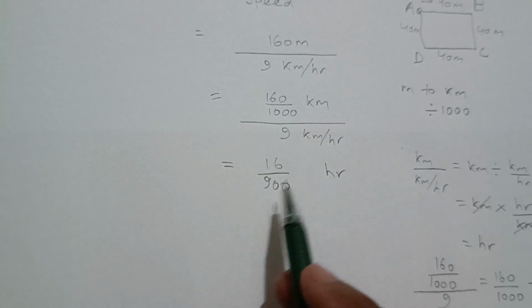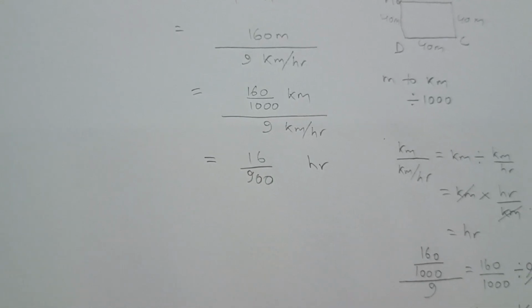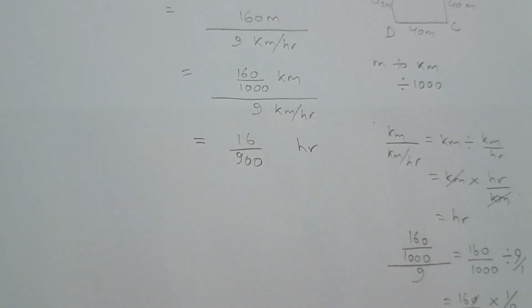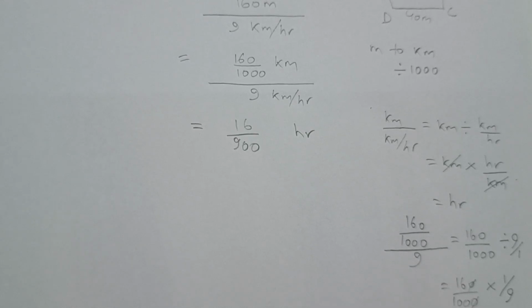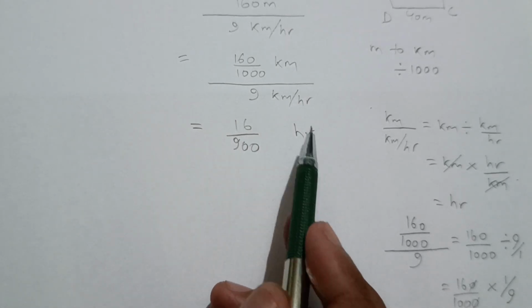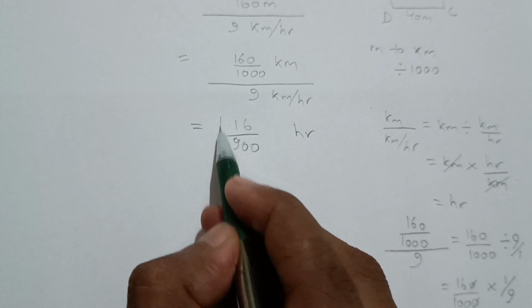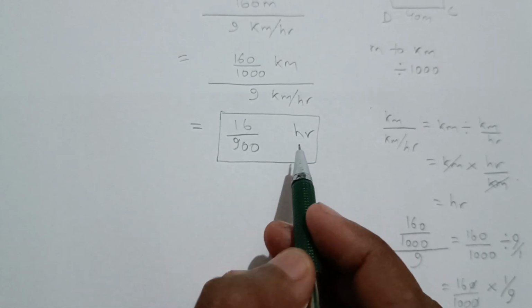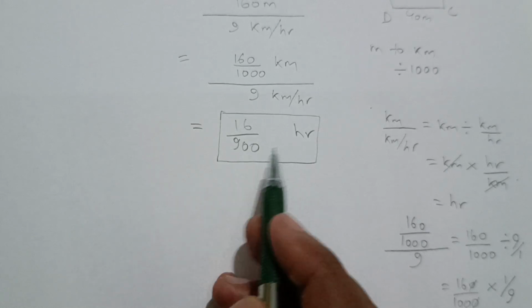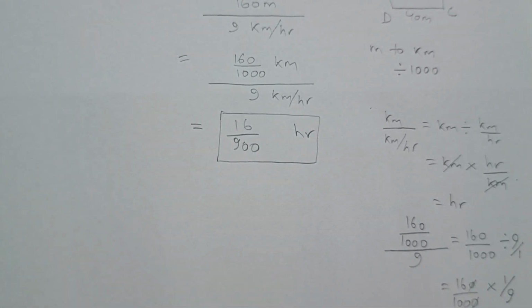Nothing wrong with this answer, but let us simplify it. 16 by 900 hours. Let us simplify this so that it becomes easy to understand, or rather pleasant to hear. This is one form of answer which is alright, but now let us simplify this. So 16 by 900 hours, let us convert it into minutes and see if that becomes simpler.